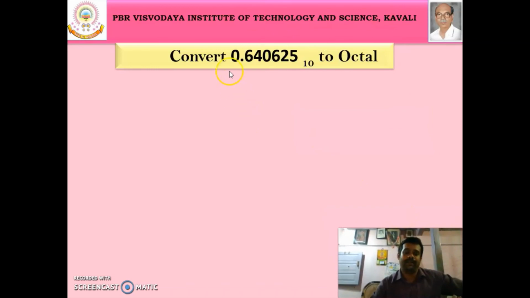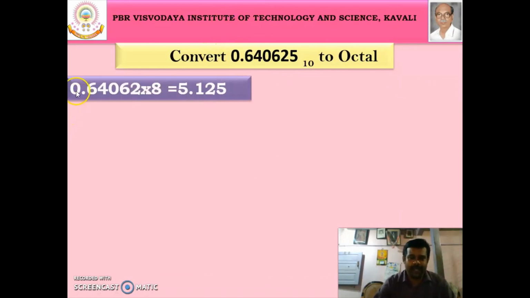Converting 0.640625 decimal to octal. So you're having a decimal number, we have to convert it to octal. So if you want to convert, this is nothing but a fraction. So this type of number system is octal. So octal means we are having the numbers from 0 to 7. So you're having 8 numbers. So what we have to do is continuously you have to multiply this fraction by 8, and we have to record that carry or the whole number, and we have to stop till we are getting the fraction part as 0.